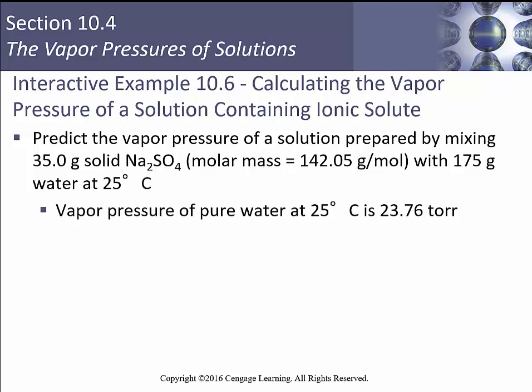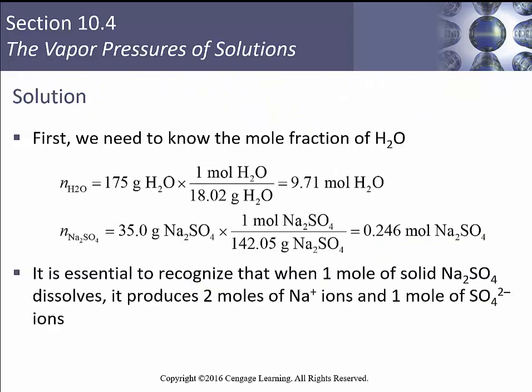Yep. So let's do another example. We're going to predict the vapor pressure of a solution prepared by mixing 35 grams of solid sodium sulfate, 142.05 grams per mole, with 75 grams of water at 25 degrees C. The vapor pressure of the pure water at 25 degrees C is 23.7 torr. This is going to be our P0 value.